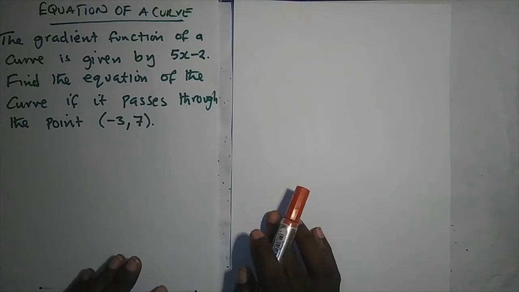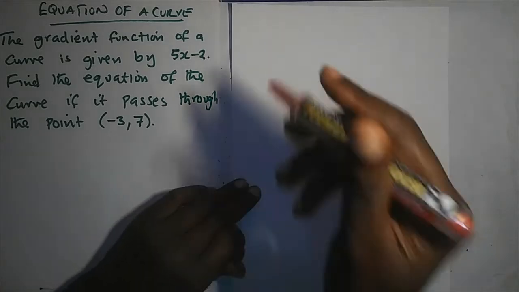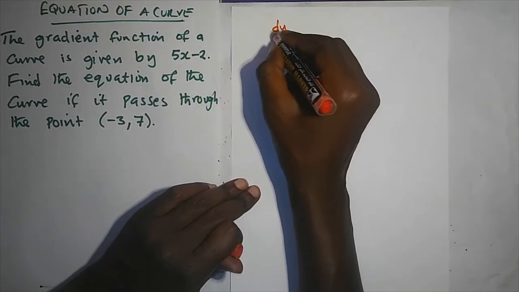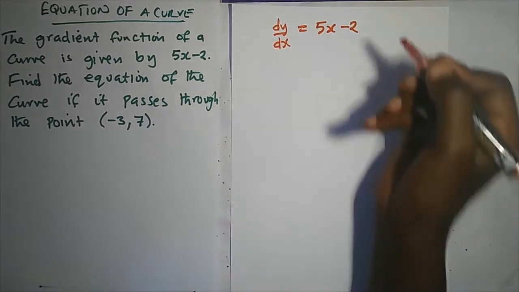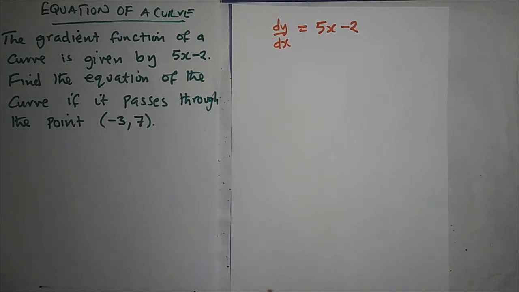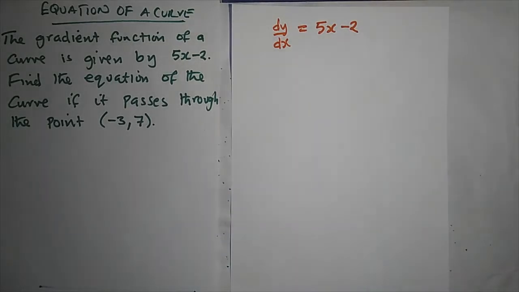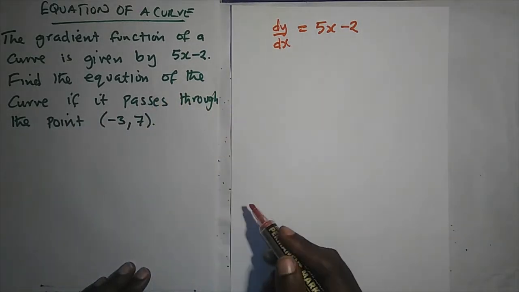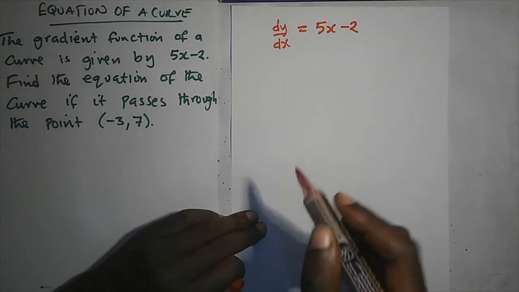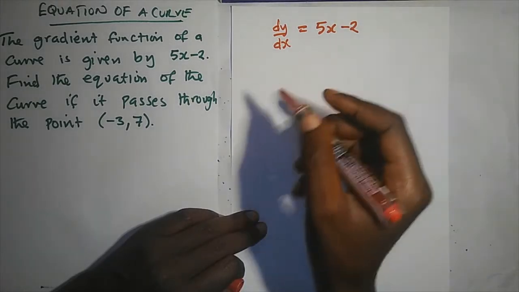So what we are given in this question is an expression for the gradient, which we write like this: dy/dx is equal to 5x minus 2. This is an expression for the gradient, which we call the gradient function, which we also call dy/dx. The question further says find the equation of the curve if it passes through the point -3, 7. So the first step is to integrate this function that you have.